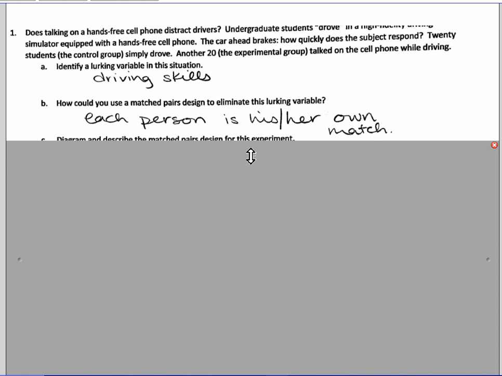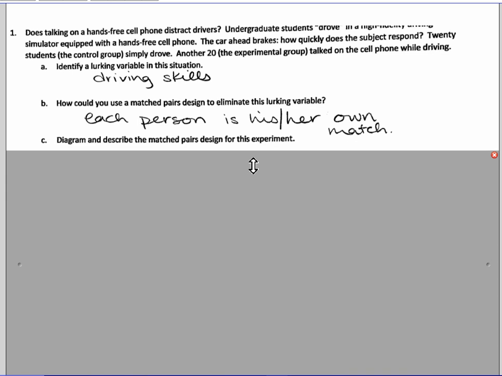But the problem, again, I have a problem. The problem with doing that is that, let's say I put everyone through the simulator using the hands-free cell phone, right? First, measured their response time. And then I put them through the simulator a second time without the phone and measured the response time. The problem is that they're going through the simulator the second time. That's a confounding variable, right? They've kind of seen the simulator before, they know what to expect, they're more familiar with it.